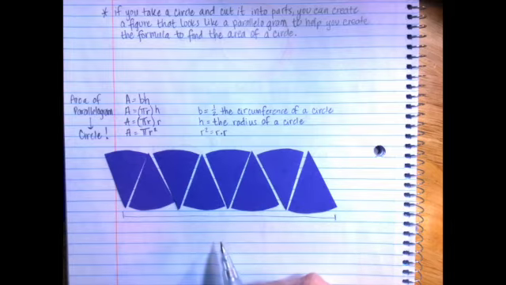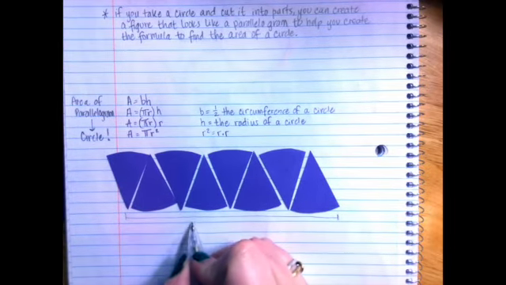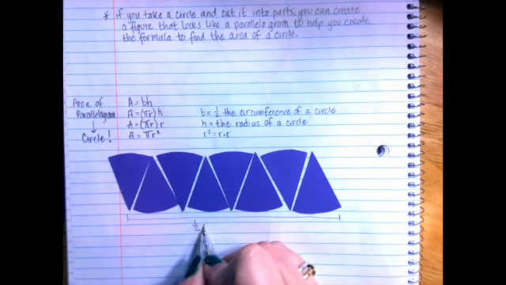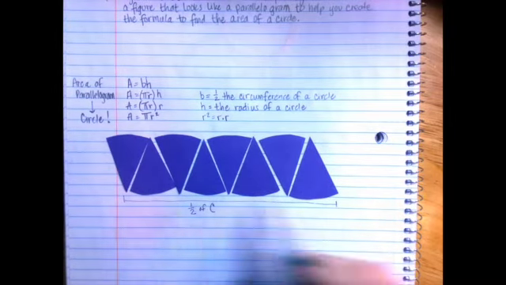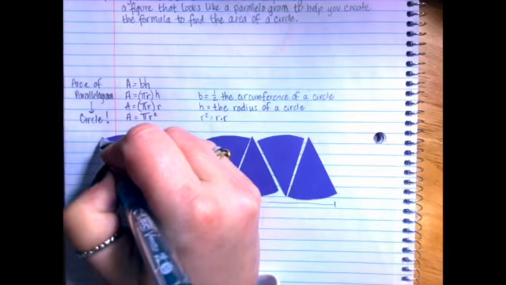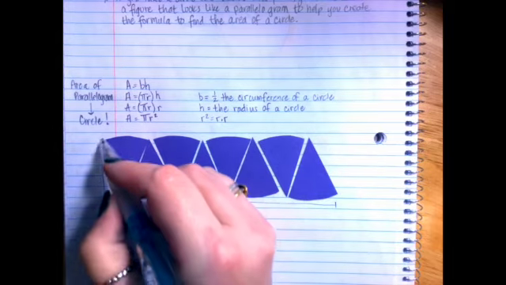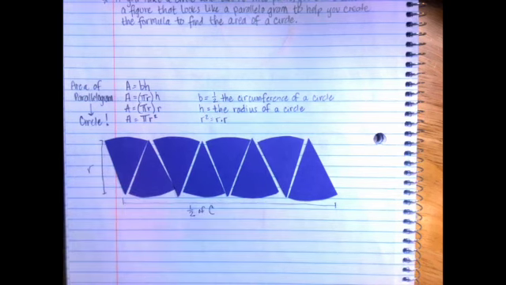But if you think about it, these are the sides of the circle. So this is half of the circumference. All right, so that's our base. And the height that would normally be in a parallelogram is the radius of our circle.